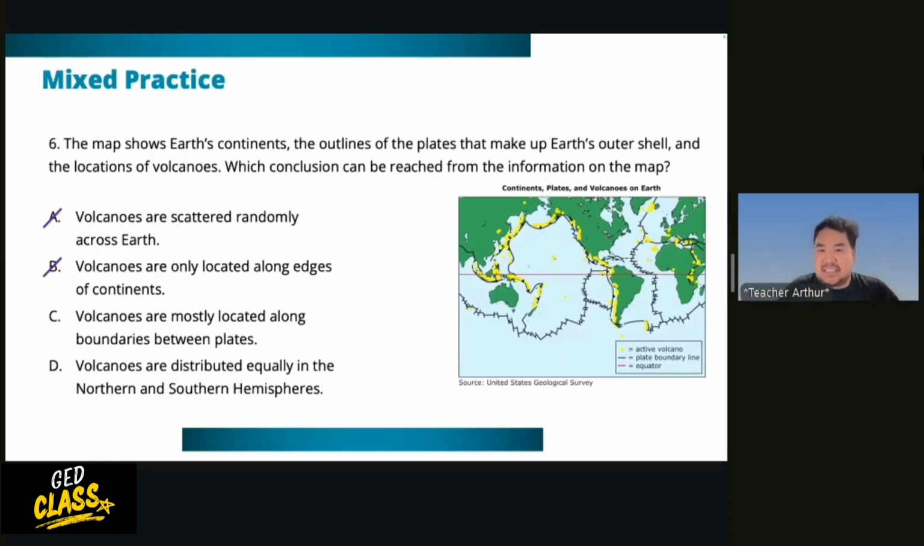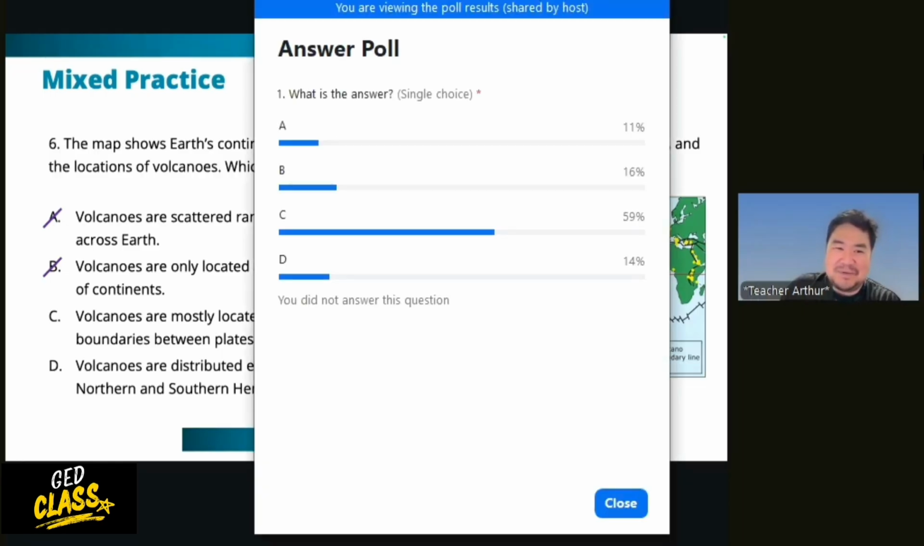Answer choice C. Volcanoes are mostly located along boundaries between plates. Well, the volcanoes are the yellow dots, and they're on the black, which is the plate boundary lines. Oh, D, that's a check mark. Got it. Answer choice D is true. Do we have an answer? Well, a strong majority of you, almost two-thirds of you, put down answer choice C, which is indeed the correct answer for this one. Nice work here.